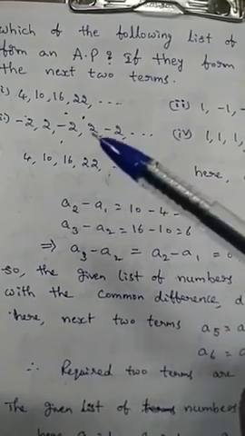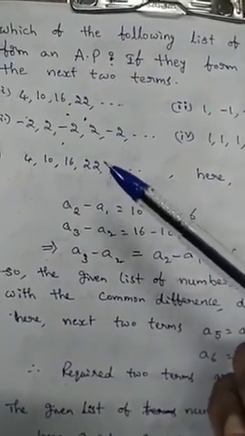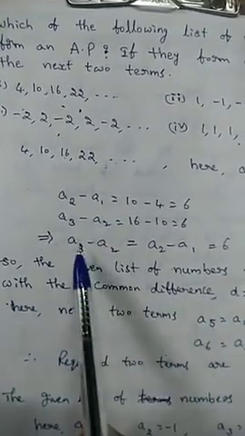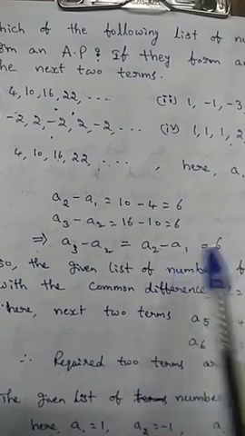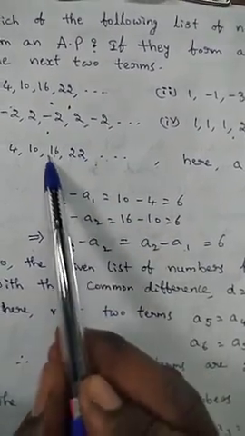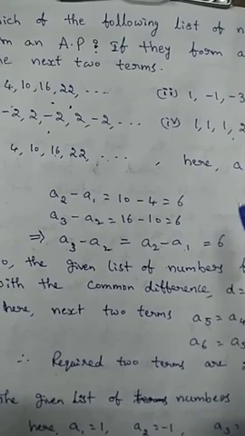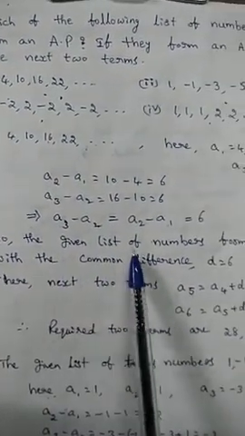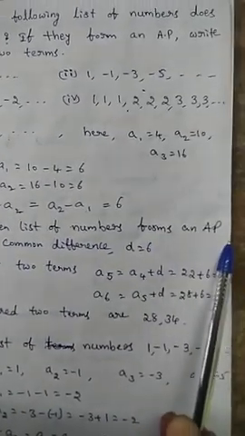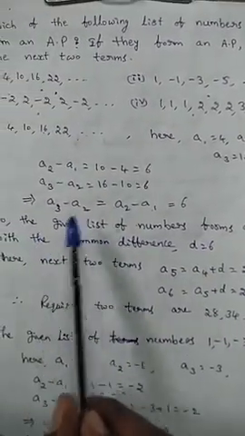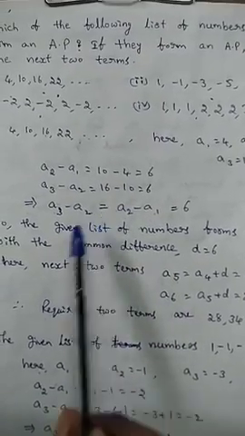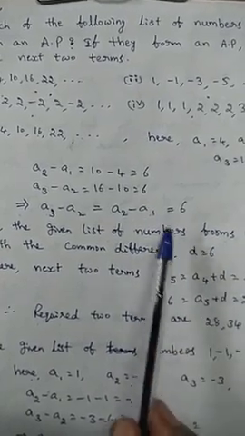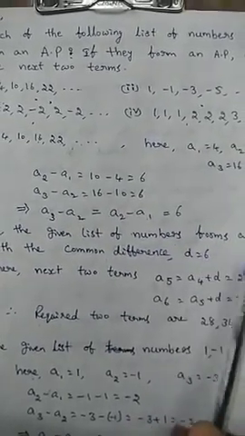By seeing the example, we can say whether those are in AP or not. Here the values are very small numbers. a3 minus a2 is equal to a2 minus a1, and there is no need to do the next one, a4 minus a3, because 22 minus 16 is 6 only. Then all those results are equal, so the given list of numbers forms an AP. If those are not equal, then the given list of numbers does not form an AP. Here those are equal, so those are in AP.